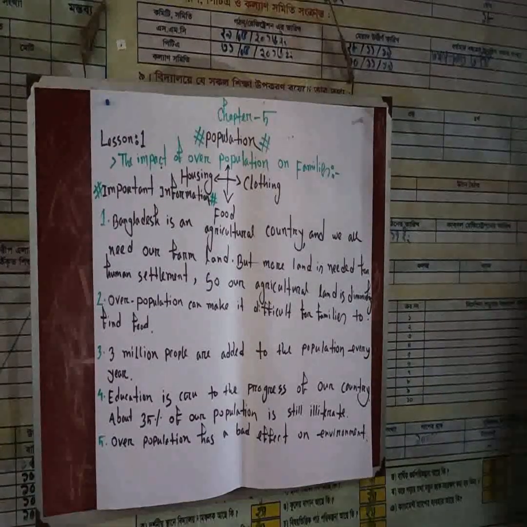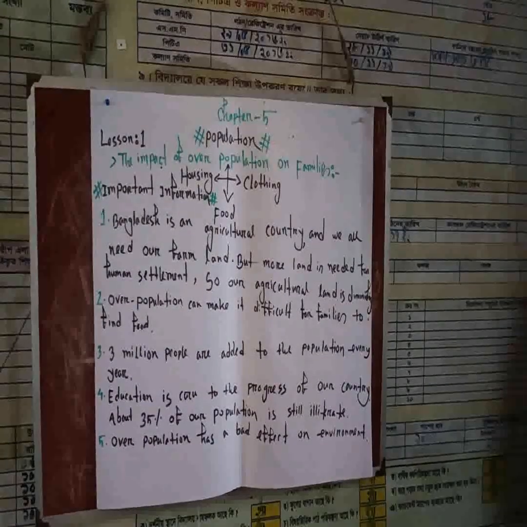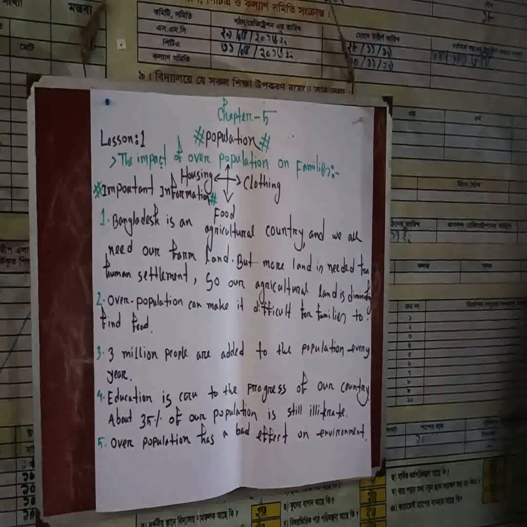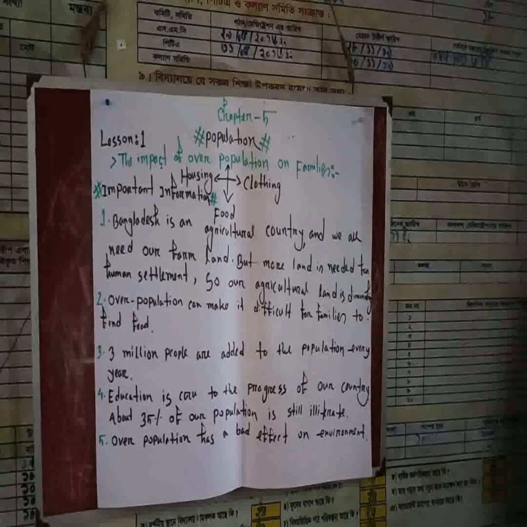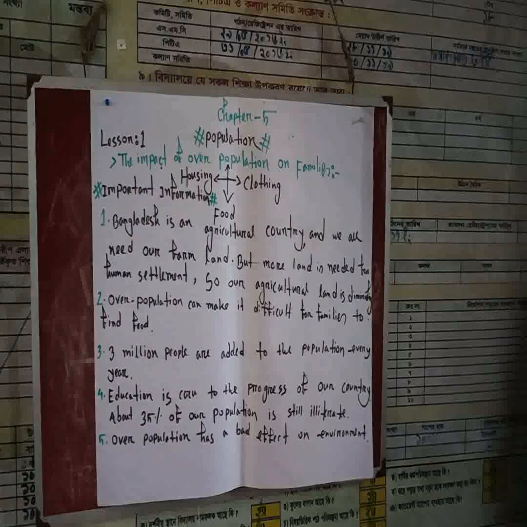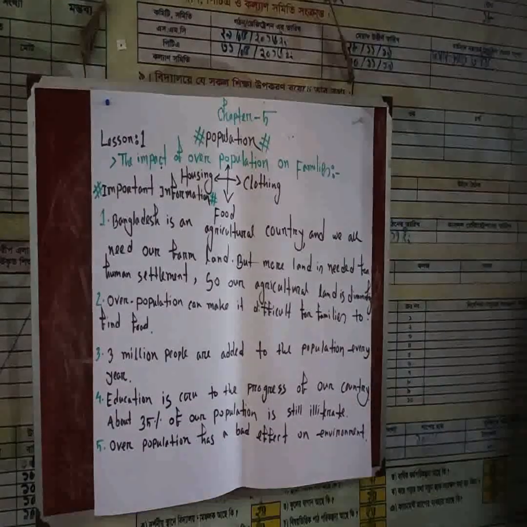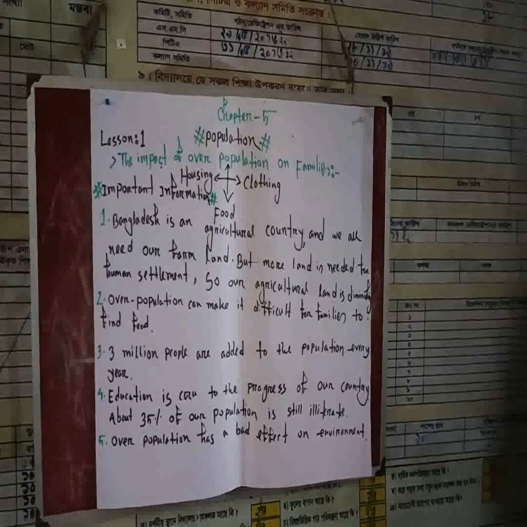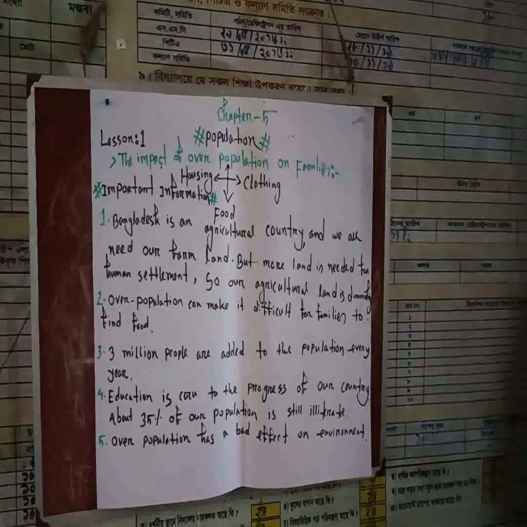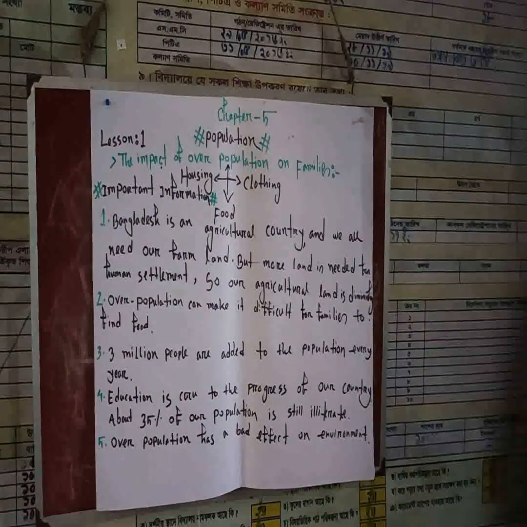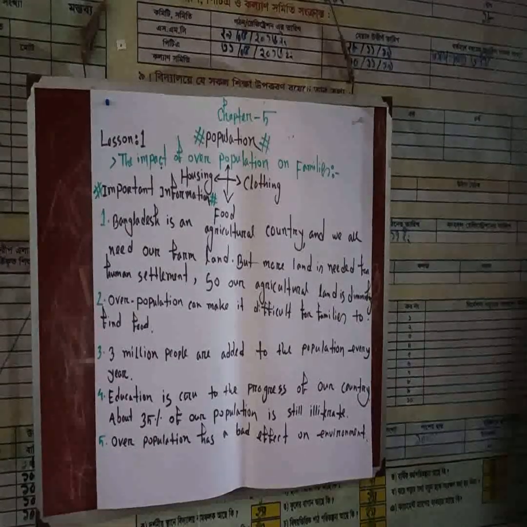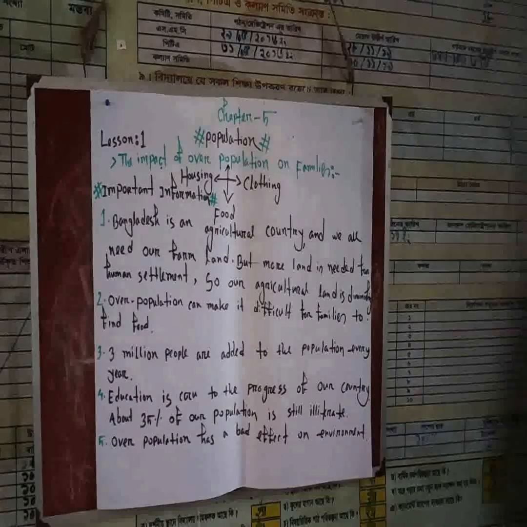Apart from this, education is essential to the progress of our country. About 35% of our population is still illiterate. Can you imagine that many people are still illiterate, especially in rural areas? So that's why they are unconscious in their life. So my dear students, education can be a preventive measure for every problem.